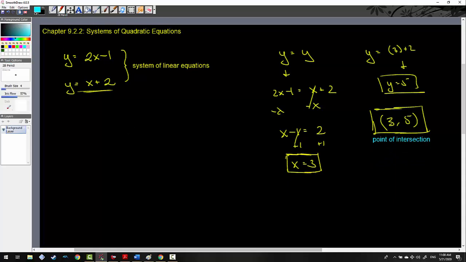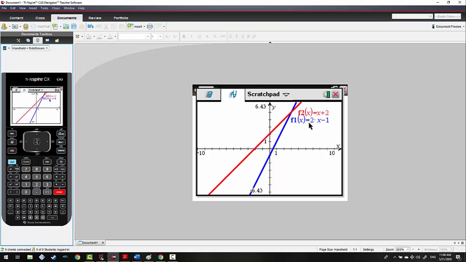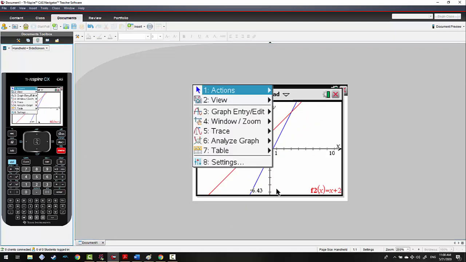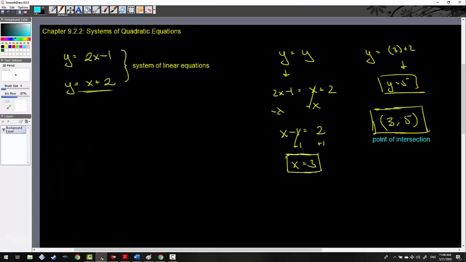And in fact, I'll go ahead and show this on the calculator, that way you guys can see it. So from here, I'm going to type in my two functions, 2x minus 1 and x plus 2. There you go. Okay, so from here, we've got our two functions right here. And now I'll go ahead and analyze the graph. So again, menu, analyze graph, intersection. Lower bound means on the left side, upper bound means on the right side. 3, 5. Notice how that's what we found as our point of intersection between the two.